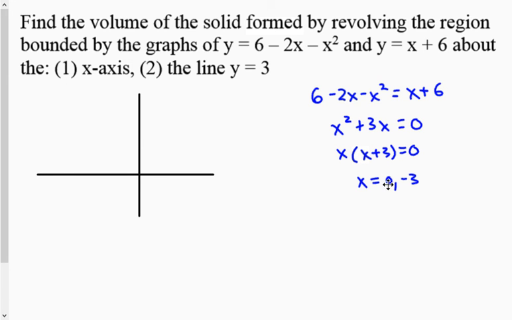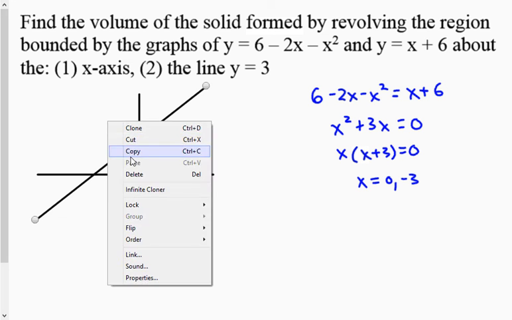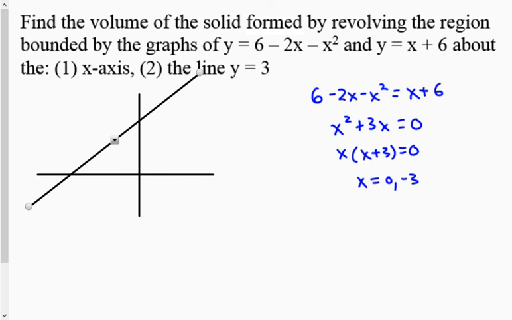And I also know if I put 0 in here for x, I get 6. This line goes through the point (0, 6). So I'm going to sketch the line, which is just x plus 6. It's just a line. It's got a slope of 1 and a y-intercept of 6. So let's say something like that. And we'll move it more this way. Something like that.